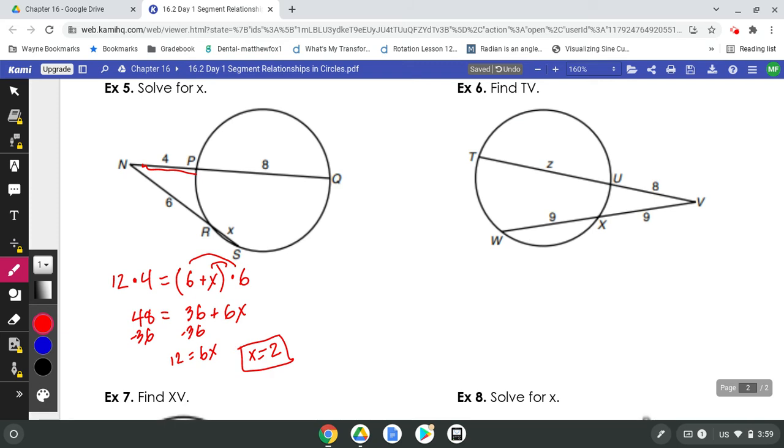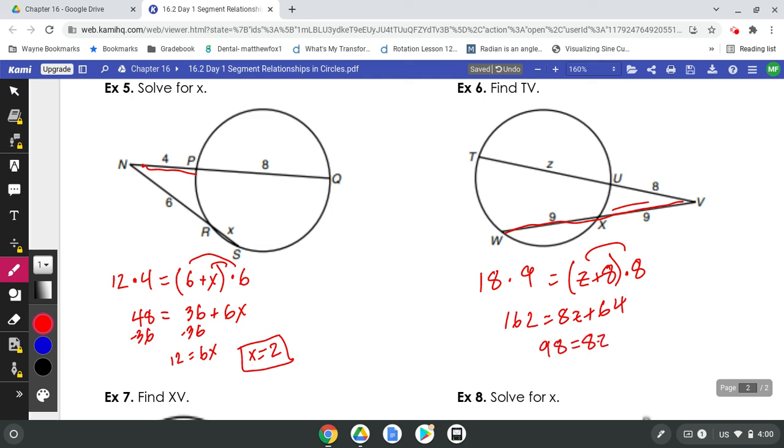Same thing on the next one, except now we're finding TV. So we got the whole secant here. That whole thing is 18 times the exterior part right there. So that's 9 equals, now the whole thing on this is z plus 8 times the exterior part, which is 8. So 18 times 9, if we do that, we'll get 162. Distribute this in, 8z plus 64. Subtract the 64, and we'll be left with 98 equals 8z. Divide by 8, you get z equals 12.25.